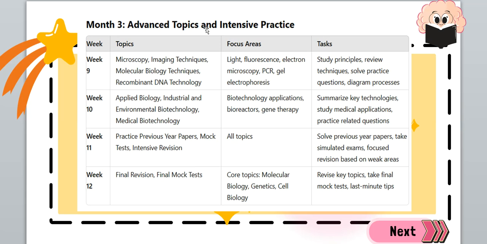to intensively practice. You have to give mock tests, you have to recall the concepts again and again. So in week 9, say for example, you start with the unit 13 techniques, all microscopic imaging techniques, molecular biology techniques. So these are very important, okay, you can't miss it anyhow.